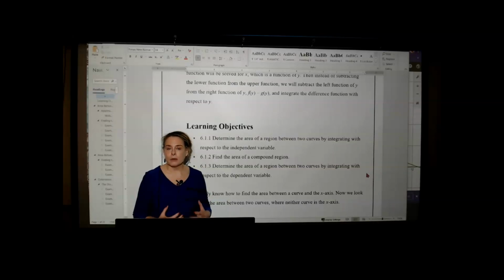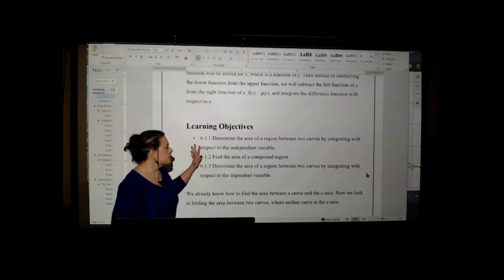We'll talk about how to determine which is the easier one to do or whether it matters. If it doesn't matter, it's a personal choice, and most students tend to choose to integrate with respect to x. But there are times when it is far easier to integrate with respect to y.